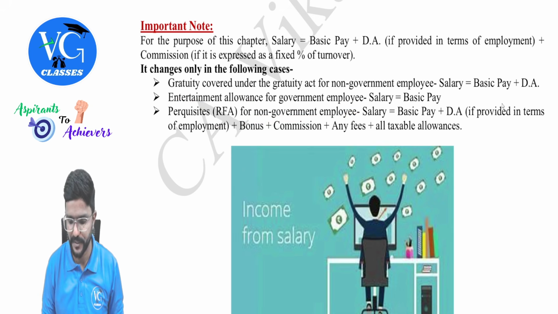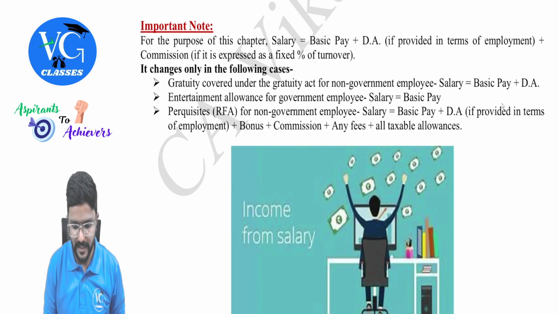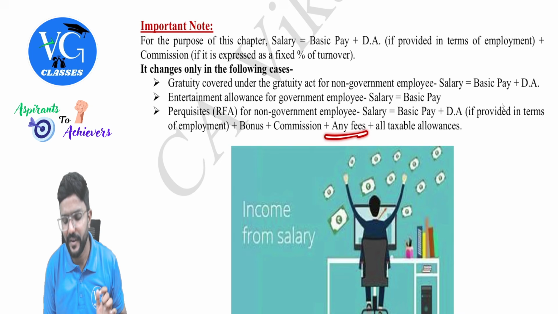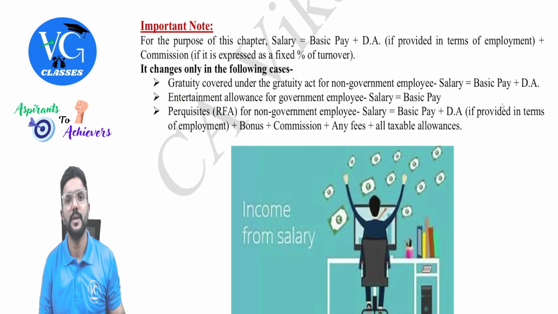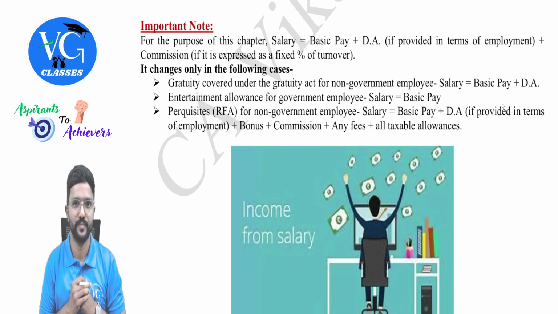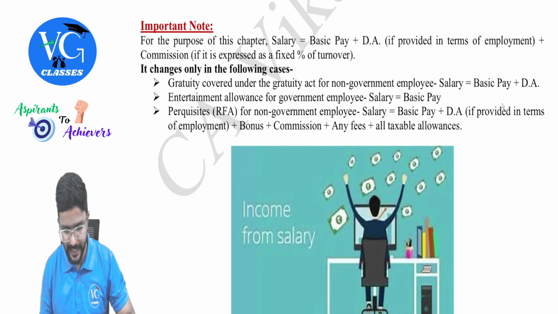What is salary for that purpose? Basic pay plus DA if provided in terms of employment or forming part of retirement benefit, plus bonus, commission. For commission, no condition. Plus any fee and all taxable allowances, because this is with respect to perquisite valuation. Before that, we would have calculated all the taxable allowances. Consider that also. Got it, guys? So this is an important note with respect to the salary head.